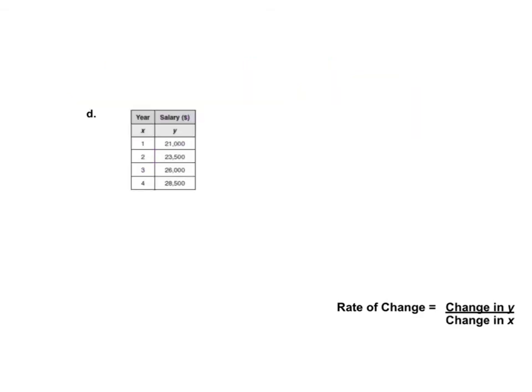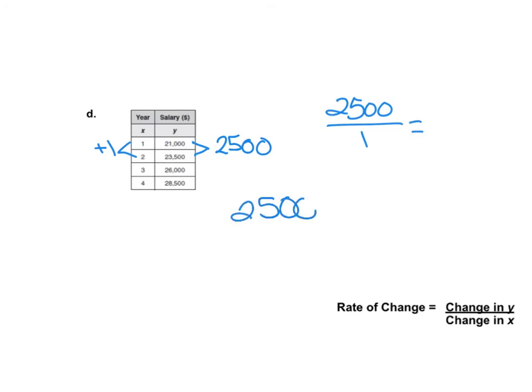All right, and our last one like this, again, it's the change in the y over the change in the x. I'm going up 2,500. So that's going to be our top number. And then our bottom number, the change in the x, we're going up 1. So it's going to be 2,500. That's 2,500, and it looks like we're looking at money, so dollars per year.